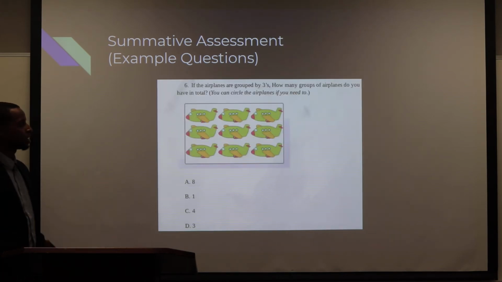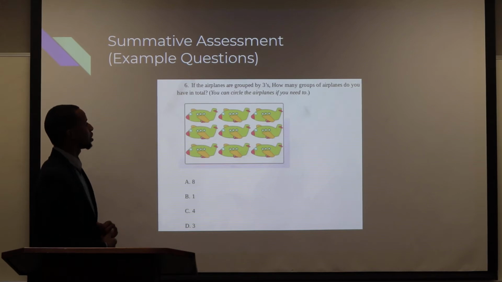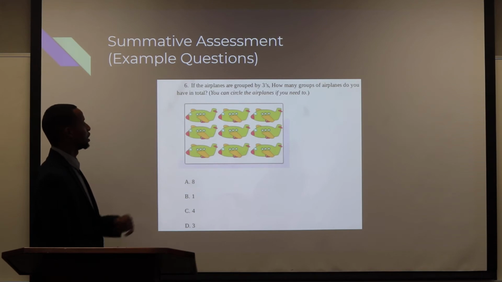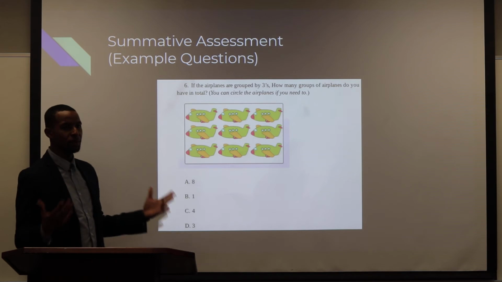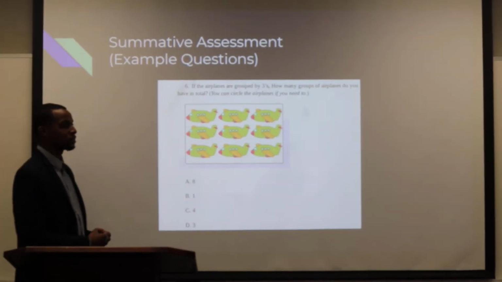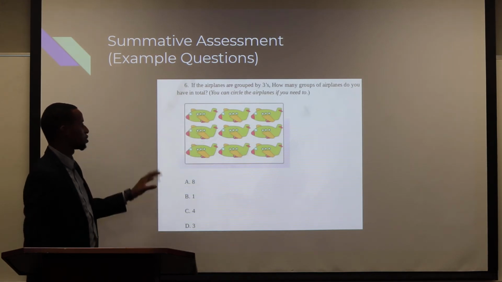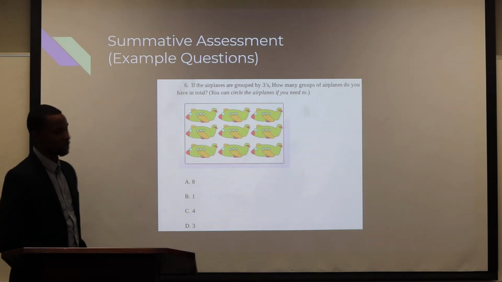And then also, I decided to put pictures on this final as well, just so the students can be engaged. But this is just a good question. If the airplanes are grouped by 3s, how many groups of airplanes do you have in total? And then I put in parentheses, you can circle the airplanes if you need to. So I gave them a hint. But the lessons prior to this summative assessment, we've already worked on grouping, we already worked on how to draw circles and make groups. So now the students have to practically show me how to group these airplanes.